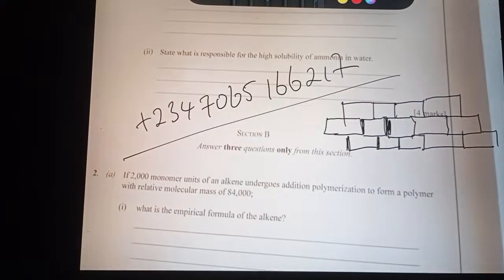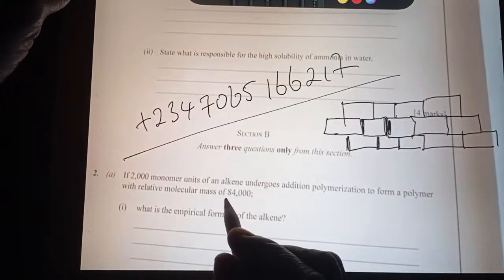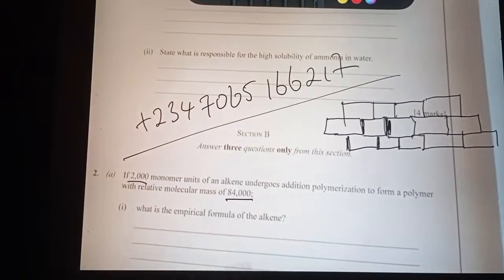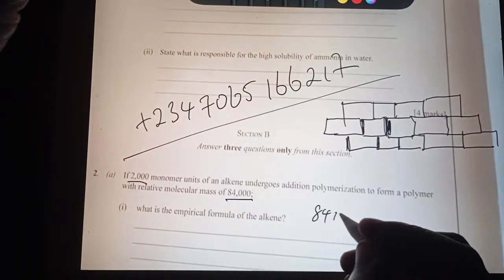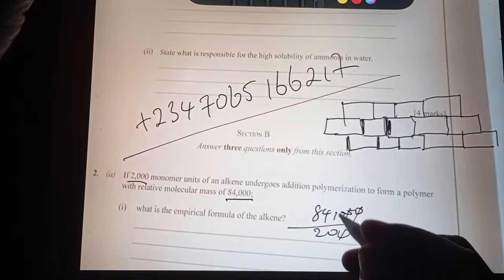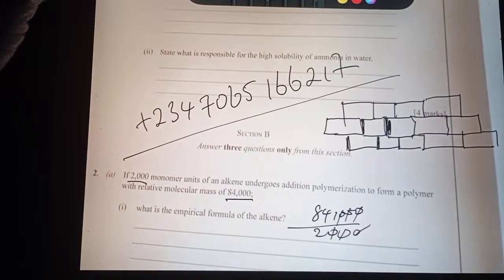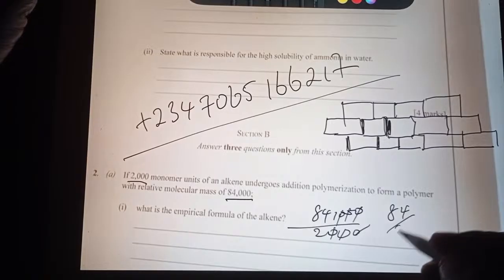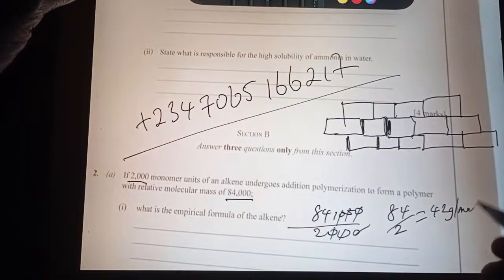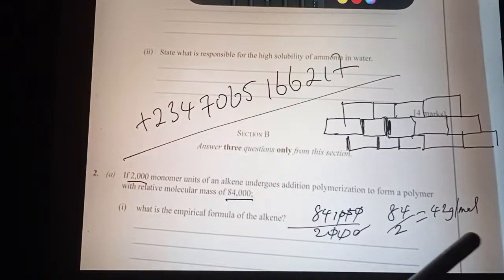These days they try to give you guys a bonus. The molar mass of the polymer is 84,000, with 2,000 units, so we can find the molar mass of one monomer by dividing 84,000 by 2,000. The zeros cancel, so they are just confusing us. We have 84 divided by 2, which gives us 42 grams per mole. So the molar mass of one monomer is 42 grams per mole.